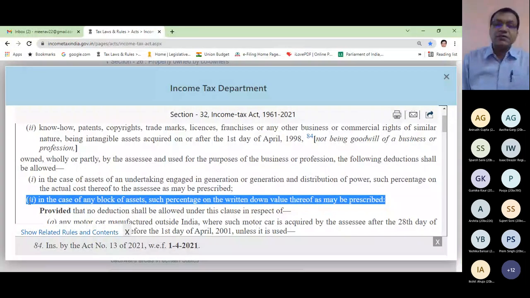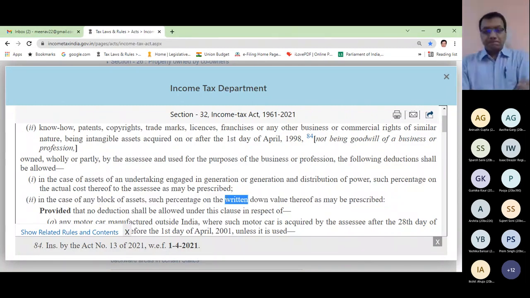Separate assets will be charged or depreciated separately. But other than power generation undertaking, depreciation is not charged on separate assets. Depreciation is charged on block of asset, and the method is also what? Written down value. So two new words or concepts have arisen here: what is this block of asset and written down value?